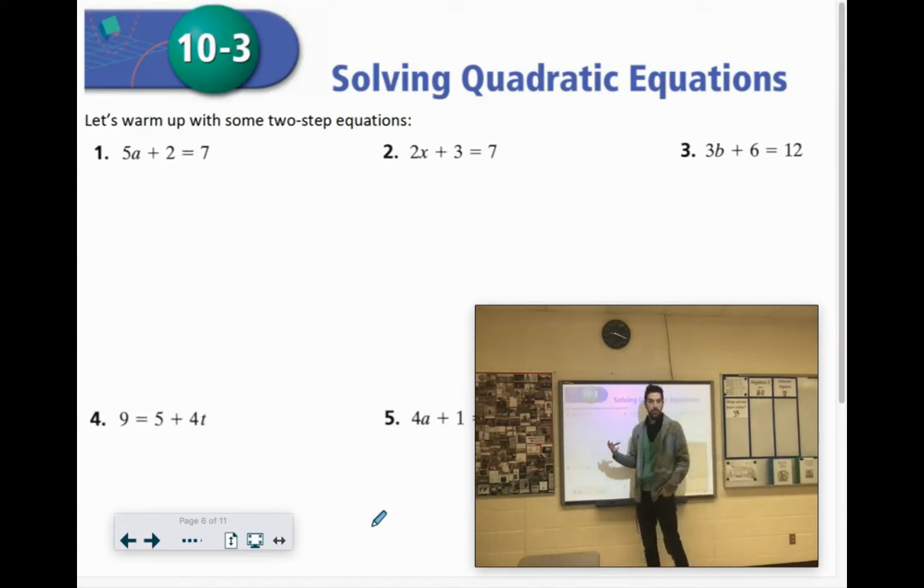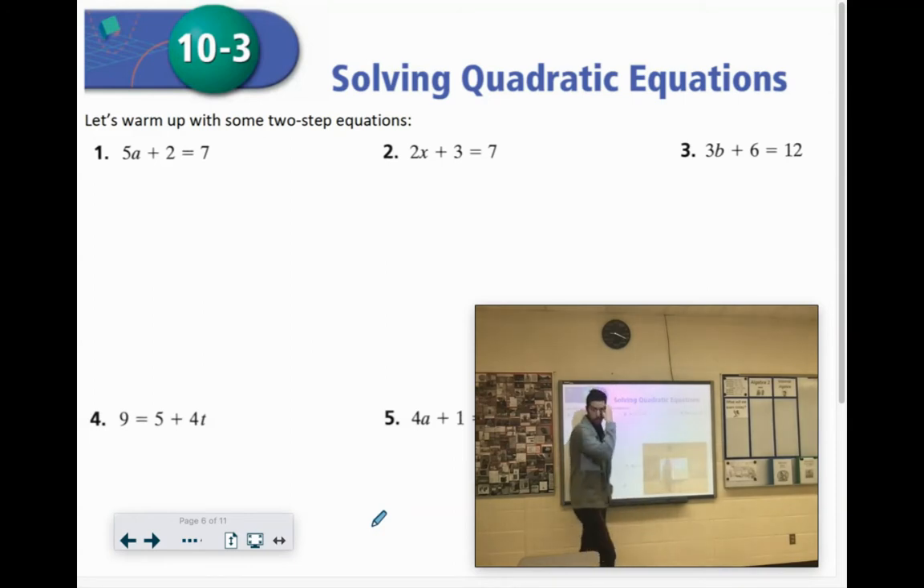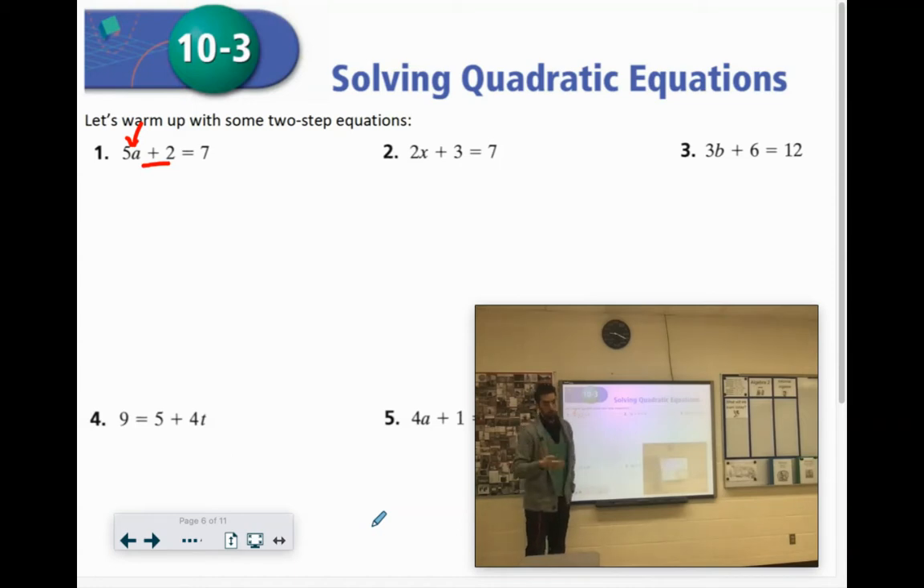Remember, when you're solving equations, your goal is to isolate the variable. Get the letter all by itself. So we do that by doing the opposite, inverse operations, to get rid of stuff. So we're trying to get a all by itself here, and I see a plus 2. So how do we get rid of plus 2? By doing the opposite. So we're going to subtract 2.